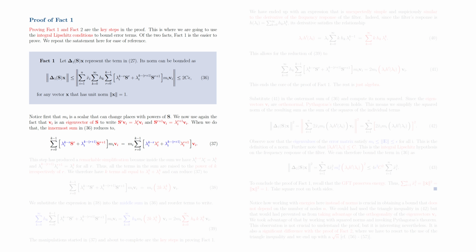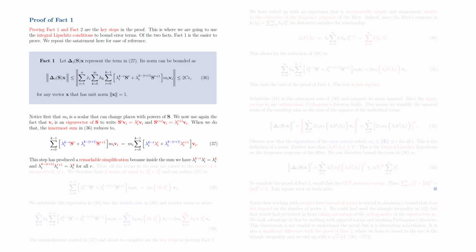When we do that, the innermost sum in 36 reduces to the expression we show in 37, where really all we have done is replace powers of S by powers of lambda_i, which we can do because lambda_i is the eigenvalue of the matrix S associated with eigenvector v sub i.